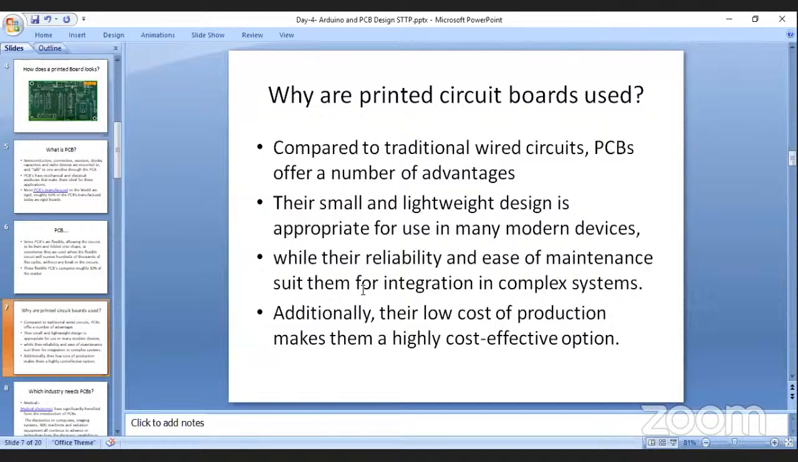So there are many things available in this, right? The smaller and lightweight design is appropriate for use in many modern devices. This is the best part of any design. Let us try to understand with a small example why it should be small and lightweight. The best example of this is your smartphone.